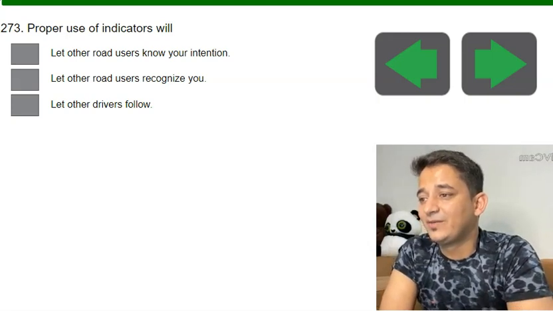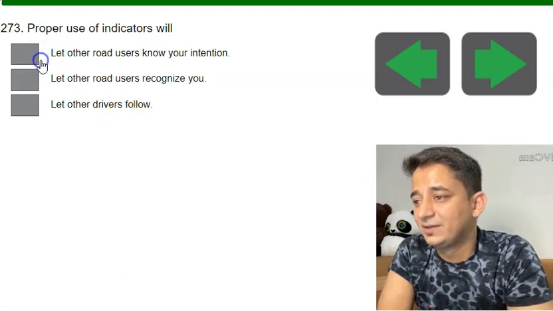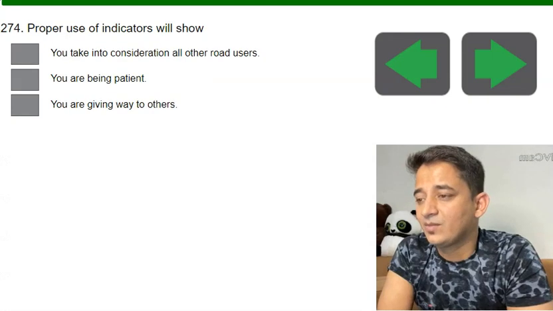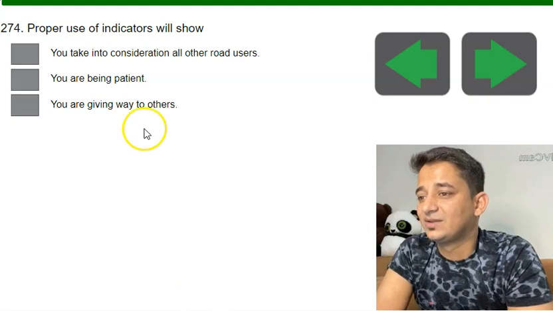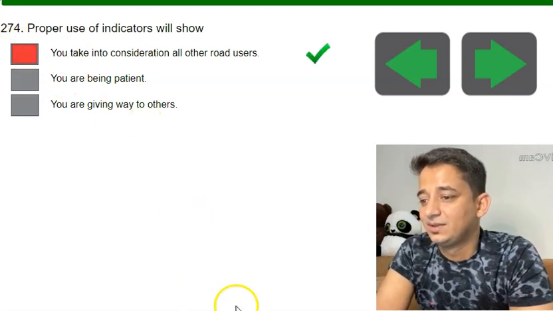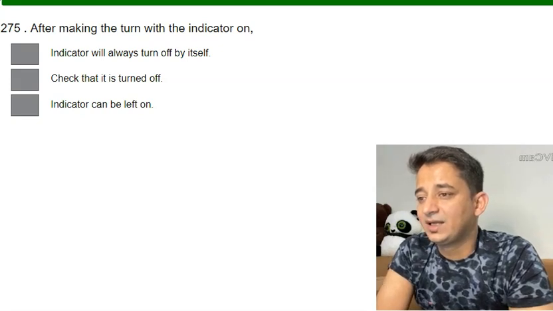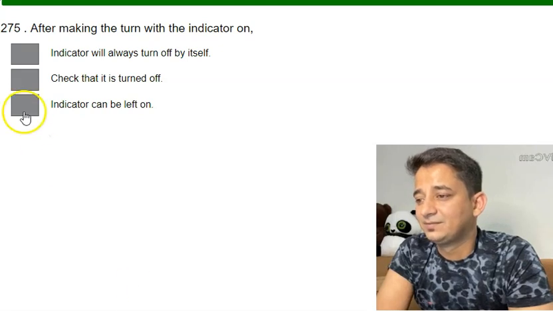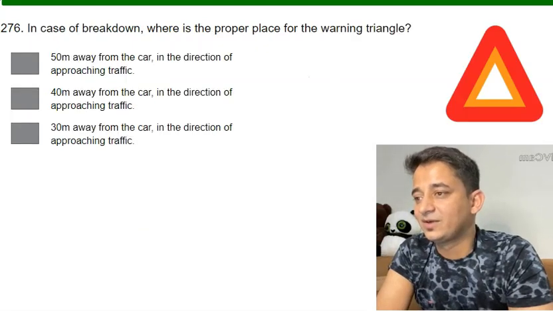Proper use of indicator will let other road users know your intention. That's the right option. Proper use of indicator will show you take into consideration all other road users. That's the right option. After making the turn with the indicator on, the indicator will always turn off by itself. Check that it's turned off. Sometimes if you are not taking a turn, it will not get turned off.